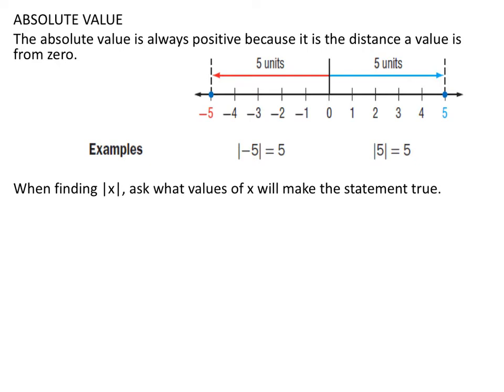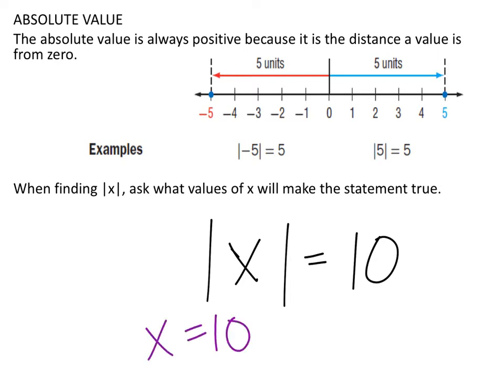As you can see there, the absolute value of -5, and this is the symbol for absolute value, and then we put something inside of it. So when finding the absolute value of x, we're just asking what values of x will make the statement true. If I had the absolute value of x equals 10, then we're asking what value of x will make this true. Well, x could be 10. But what other value is 10 away from 0? Negative 10 also. We end up with two values right there.